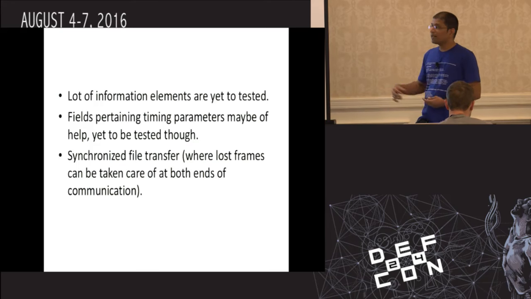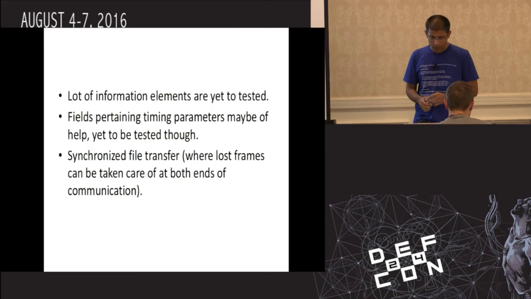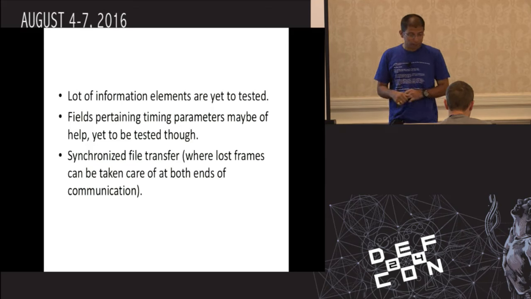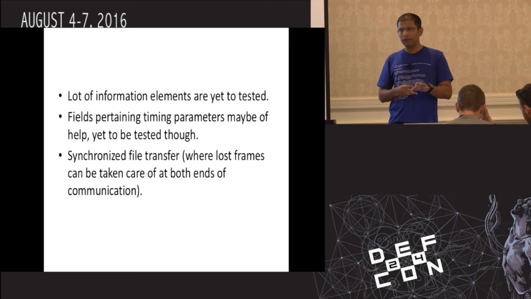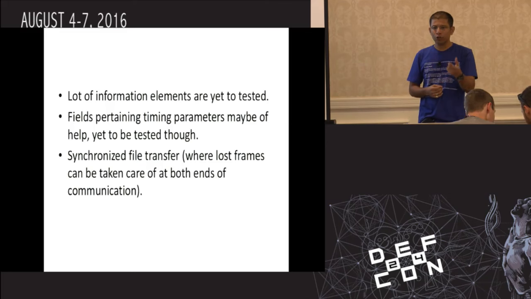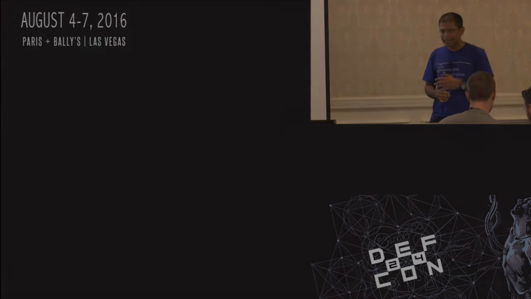Apart from that, there are many information elements we are yet to test. Fields pertaining to timing parameters may be of help, but are yet to be tested. Now why would timing parameters come into the picture? Specifically PS-Poll frames or frames which are more concerned with timing, which are timing sensitive frames. They can be used to write in a lot of data in a different way: instead of that particular ID in the timing field, we can use some string, or maybe a hexadecimal representation of that string, and ship the data. We are still trying to understand that in detail.